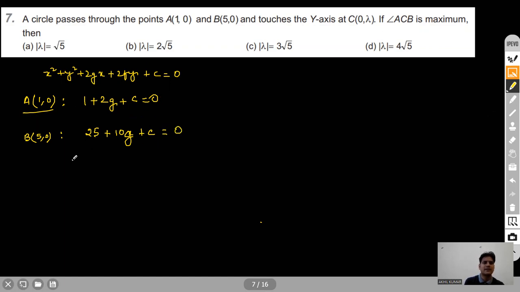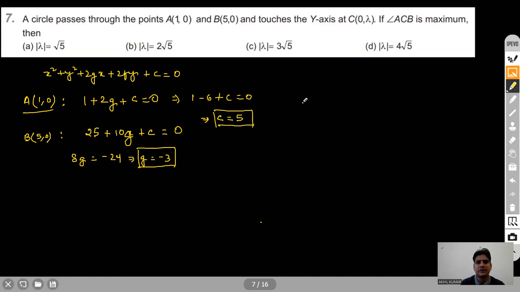Okay, so let's subtract equation 1 from 2. We get 8g, 10g minus 2g is 8g, and 25 minus 1 is 24. So 8g is equal to 24, so we get g as minus 3. So what will be the value of c? 1 minus 6 plus c is equal to 0. From here we get c is equal to 5. So the value of c will be equal to 5.